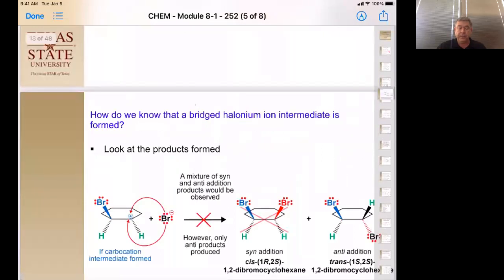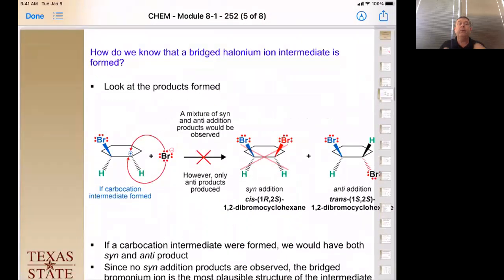Okay, so if we did form a carbocation, we would see a mixture of products. We would see a mixture of syn products and anti products. And the fact that we don't see any syn products at all tells us it must be going through a different mechanism. And our proposed mechanism of the bromonium cation satisfies all of the things we have on our product ratio. So we only have anti-addition, and therefore we know it doesn't go through that carbocation. And it does go through the bridged bromonium ion.